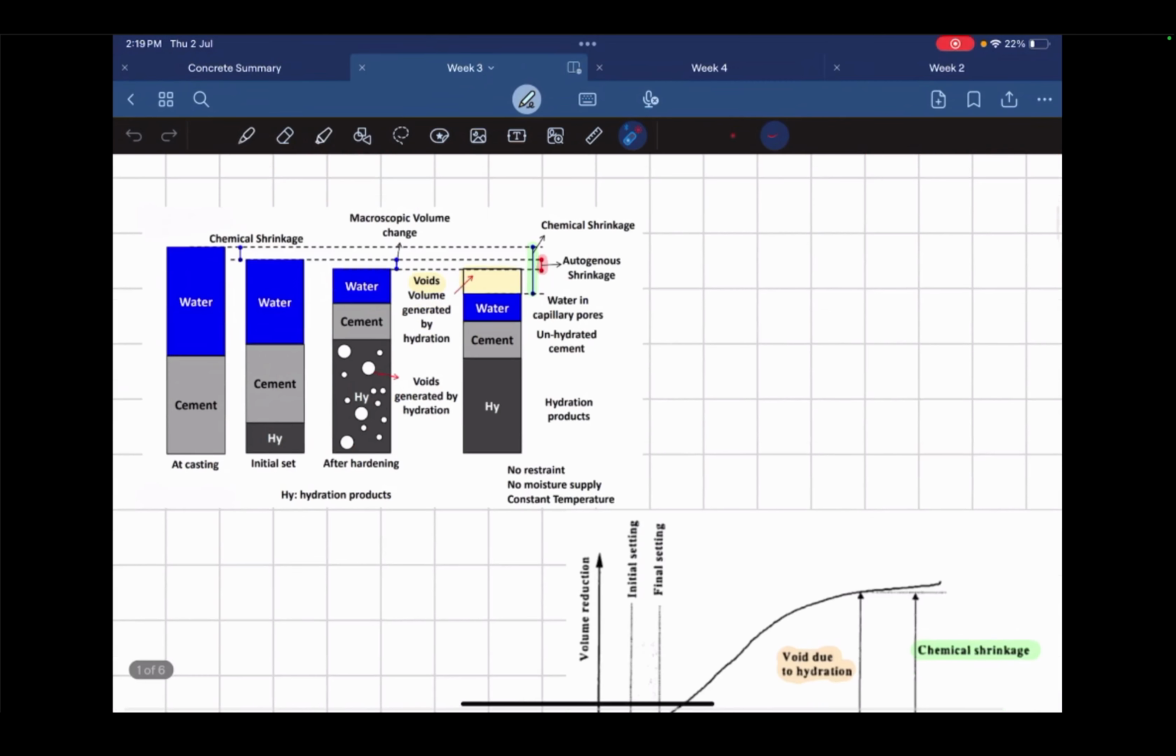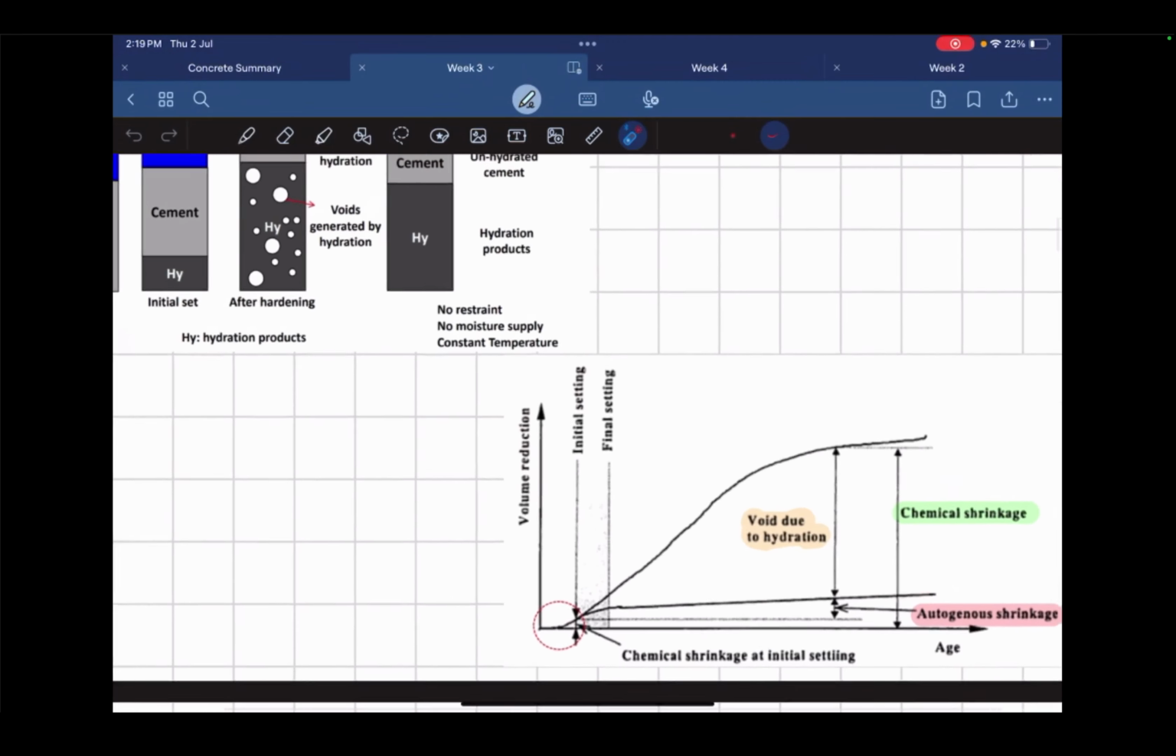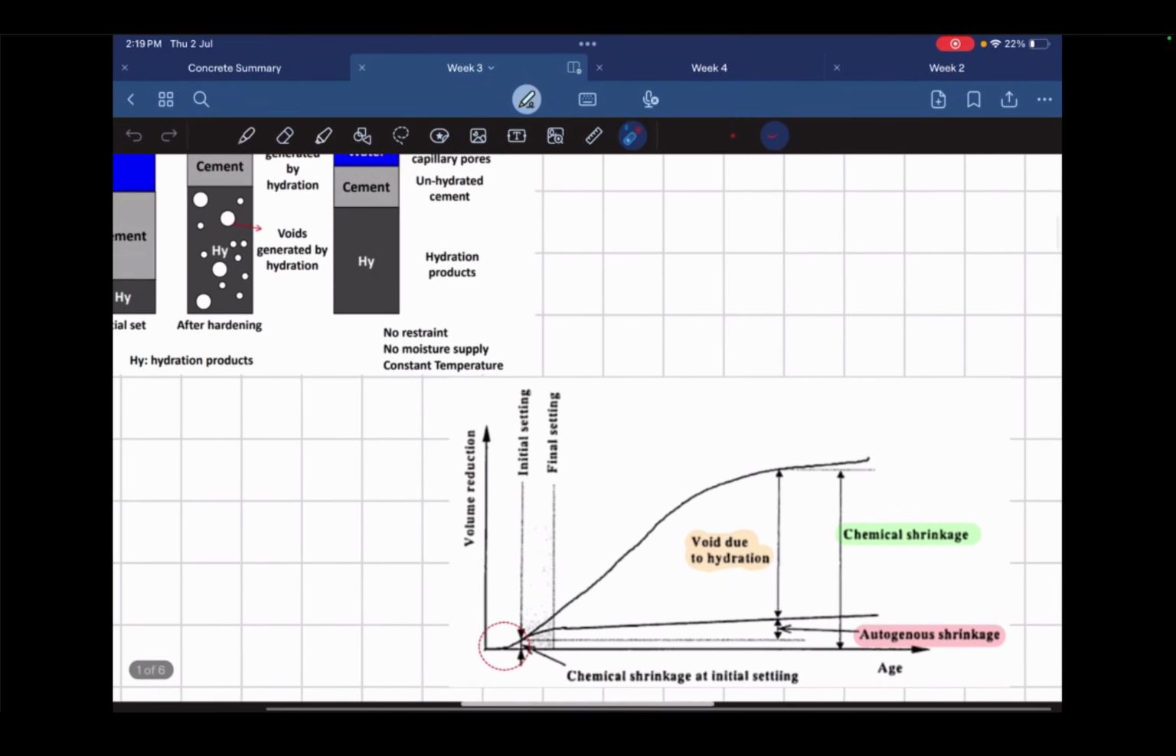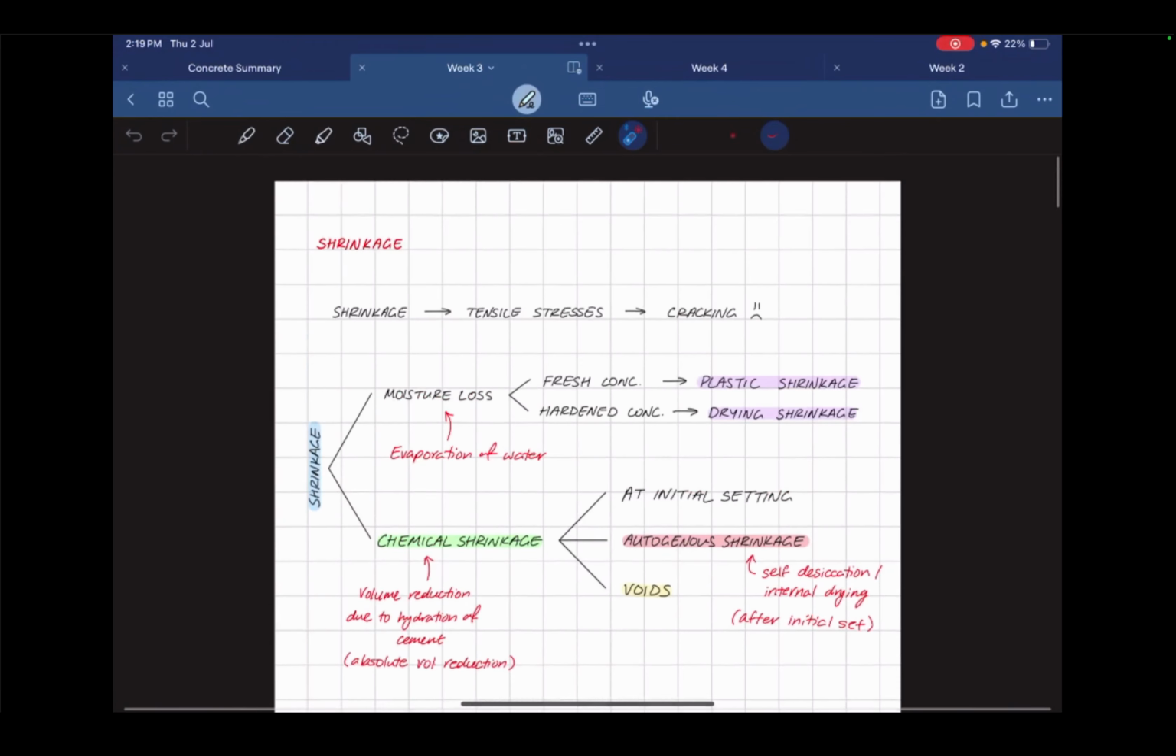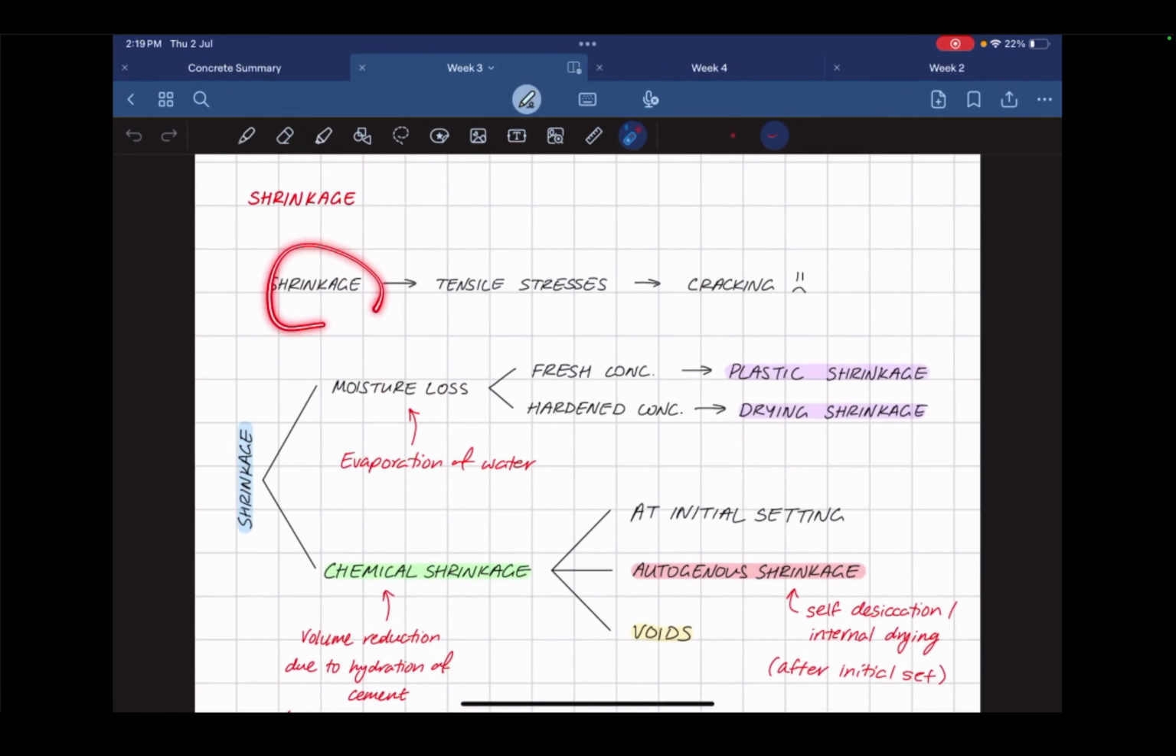I'll be honest, shrinkage itself, I'm not too tapped in with, so I'm just covering it generally. The main thing to note: shrinkage causes tensile stresses in the outside fibers, which causes cracking. You got that? Causes cracking. Yeah.